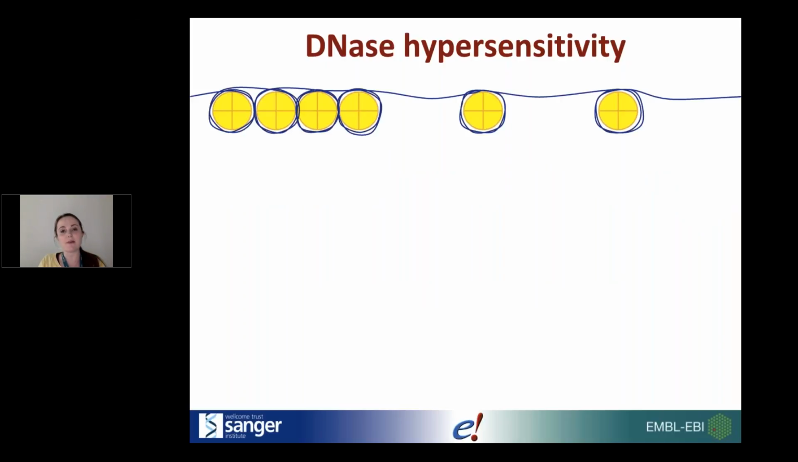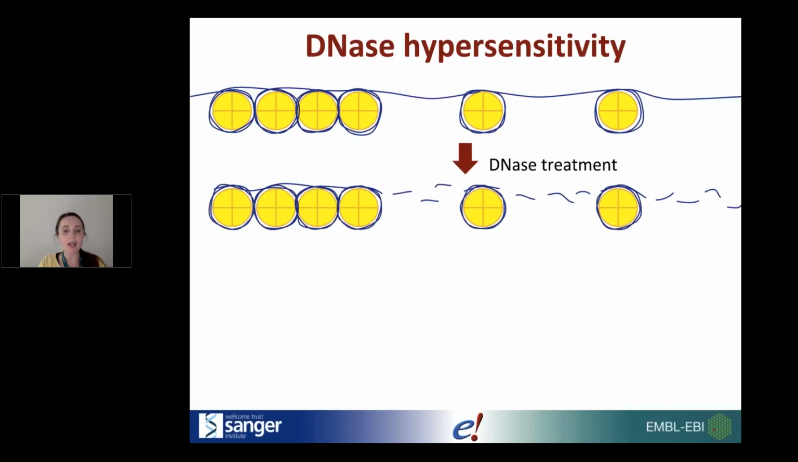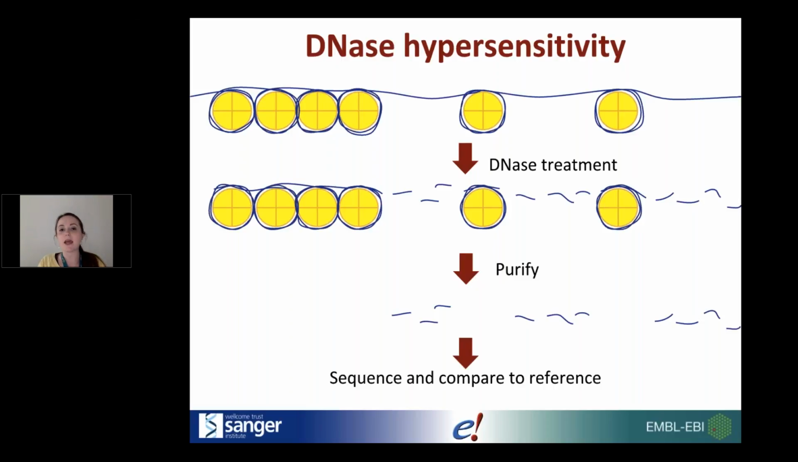We study this with DNase hypersensitivity. So DNase is an enzyme that can digest DNA. And if we treat chromatin, so DNA that's bound to histones, with DNase, we find that it can get in and it can cut far more in regions where there is less in the way of histone. So open chromatin gets chopped up a lot more, closed chromatin tends to stay largely intact. This means that we can purify the DNA and we can sequence those regions that were chopped up really small. And again, we compare to the reference and see where we had this open chromatin.